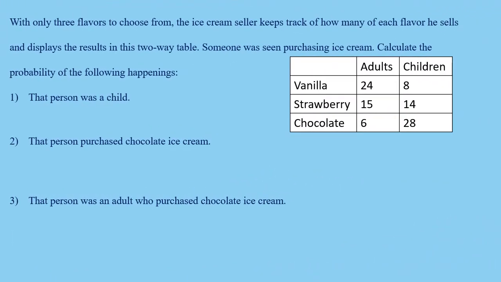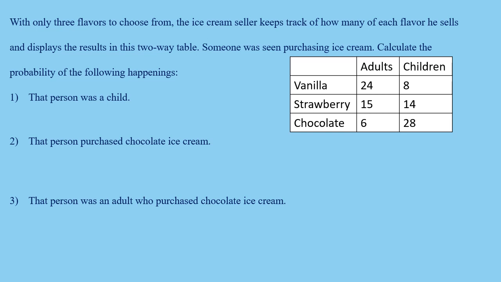With only 3 flavors to choose from, the ice cream seller keeps track of how many of each flavor he sells and displays the results in this two-way table. Someone was seen purchasing ice cream. Calculate the probability of the following happenings. 1. That person was a child. 2. That person purchased chocolate ice cream. 3. That person was an adult who purchased chocolate ice cream.